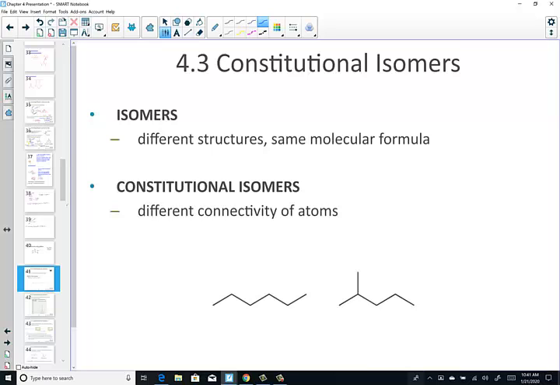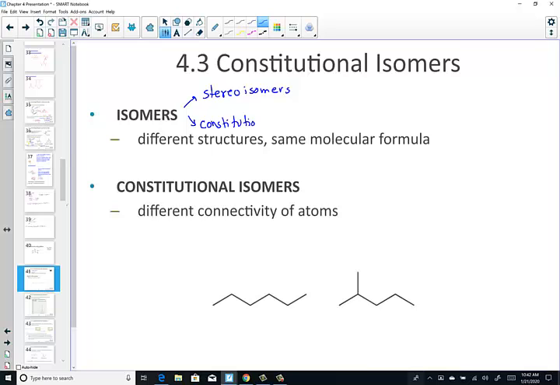In this video, I'd also like to talk about constitutional isomers. Isomers, we know, are different structures that have the same molecular formula. Specifically, constitutional isomers have the same molecular formula, but different connectivity of the atoms. Isomers can be stereoisomers, which arrange their atoms in just a 3-dimensional way, or we can have constitutional isomers.